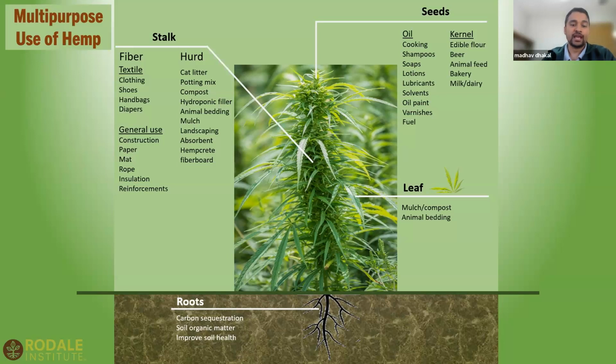Besides, hemp is a tap-rooted crop, so it can sequester carbon and add organic matter to the soil, which has overall implications of improving soil health.